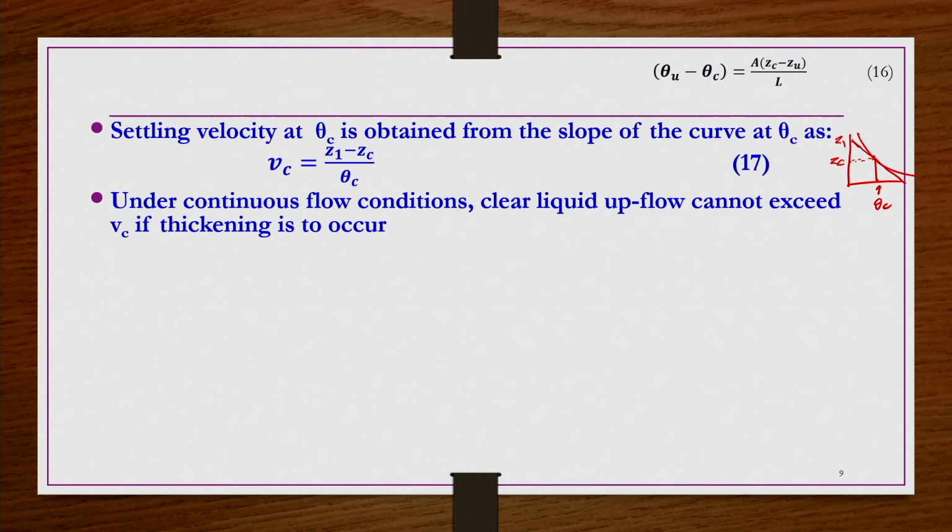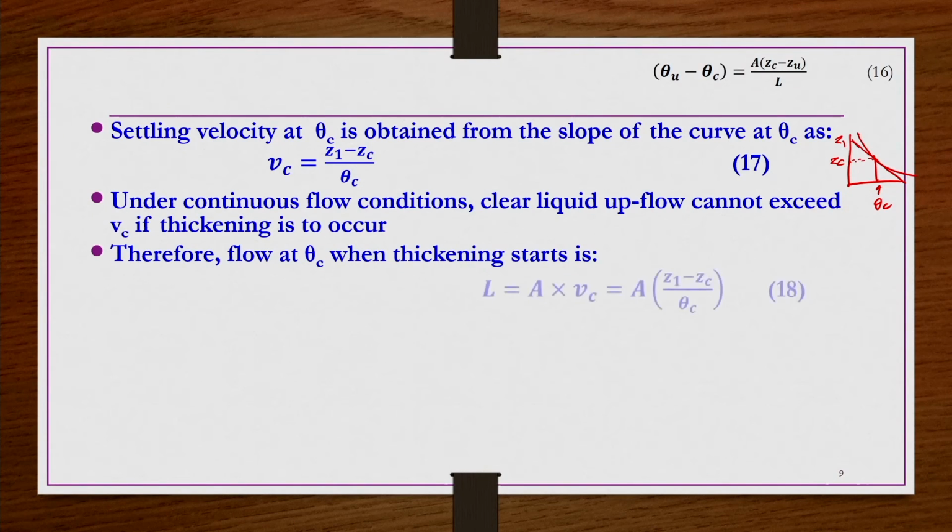Under continuous flow conditions, the clear liquid upflow cannot exceed Vc if thickening is to occur. So, we do not want these solids to go into the clear liquid; we want the solids to be settled. Okay. The upflow, the clear liquid overflow that you are taking, its flow rate should be less than Vc if thickening is to occur, otherwise particles will come into that clarified liquid, which we do not want. Therefore, the flow at theta c when thickening starts is nothing but L equals A into Vc, which is A times (Z1 minus Zc) by theta c, as we have just seen.